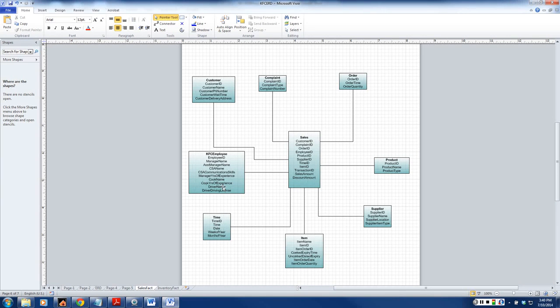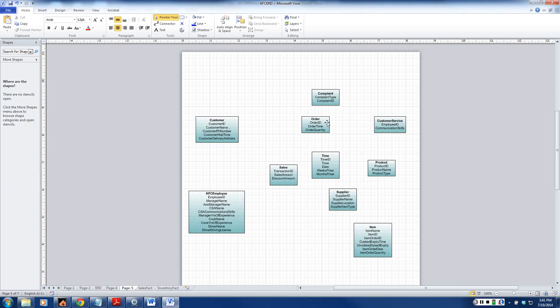And I have done one more thing from here to here: all the primary keys of all the dimension tables, which is 1, 2, 3, 4, 5, 6, 7, 8, 9. All these dimension tables I will add inside the sales table as foreign keys.